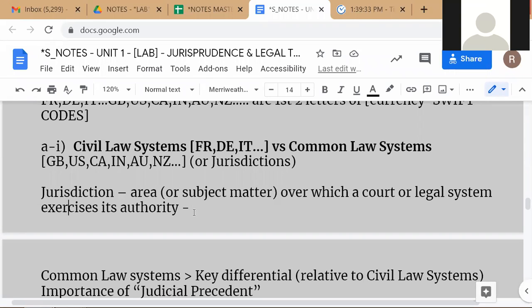Okay, so this is our first topic. So civil law versus common law. Common law systems here are generally all the British colonies. So from here we have developed the common law system in all these countries.